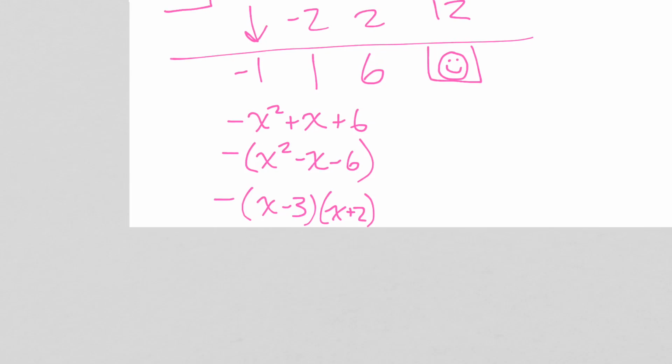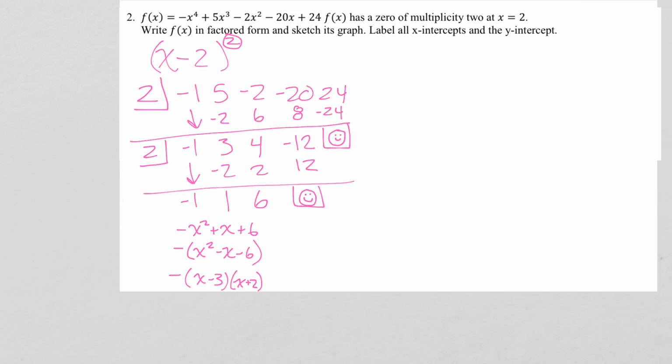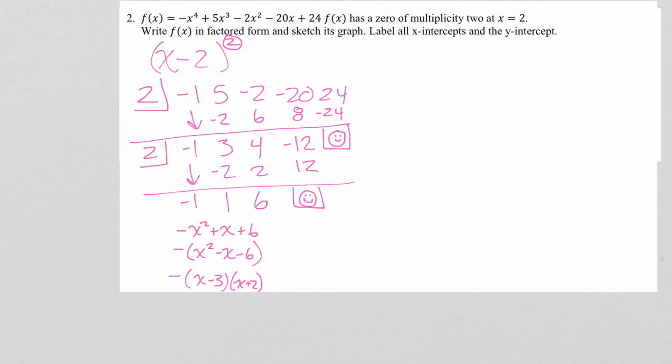Now, we've done our division, but the problem did not say, hey, do some division. The problem said, write f of x in factored form and sketch its graph. And f of x is this original equation, which is a fourth degree function. So if you say that f of x equals negative, x minus 3, x plus 2, you would be incorrect, because it totally doesn't. It also has an x minus 2 factor of multiplicity 2. That is f of x. You cannot forget about the thing you just divided out.